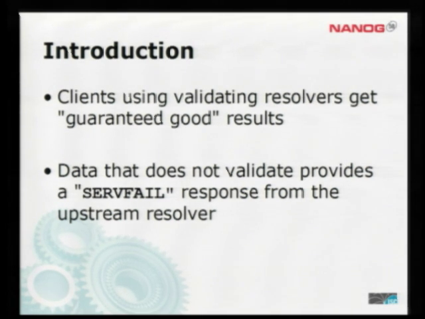Data that does not validate provides a serve-fail response from the upstream resolver. So if someone has modified a bit of data in the RR set that we signed on the other end, I try to do the validation. Validation fails. My resolver, my recursive server, sends back a serve-fail response to the client. Well, why didn't we send back a DNSSEC validation failed response?